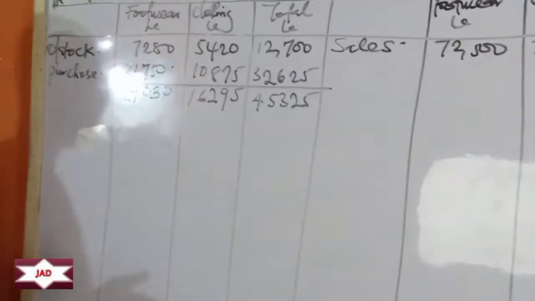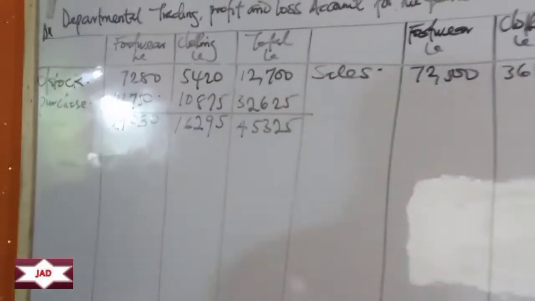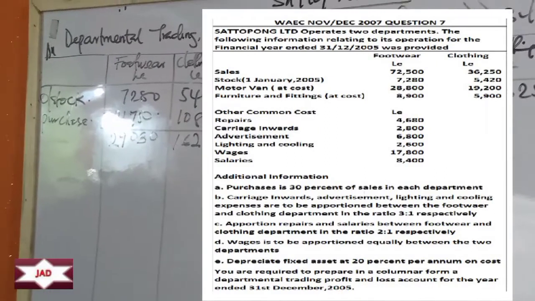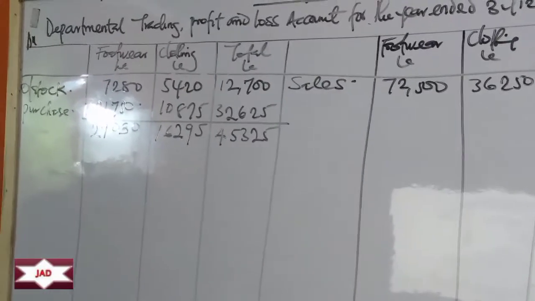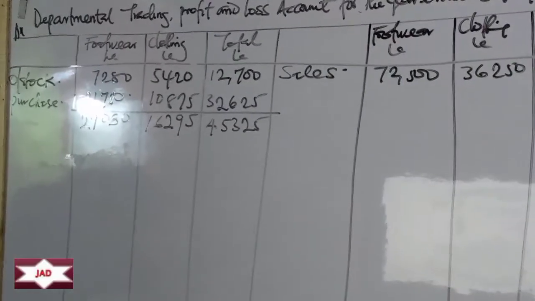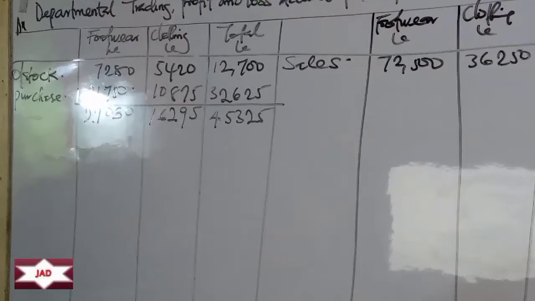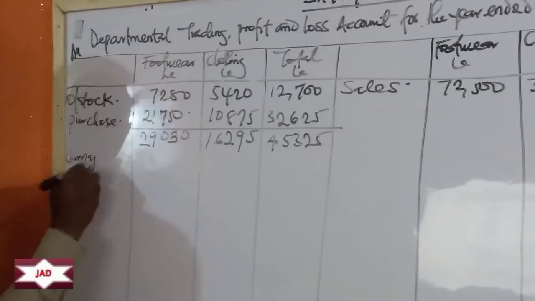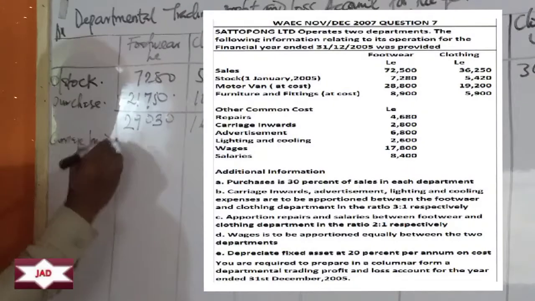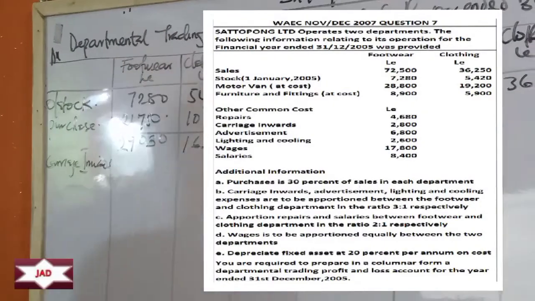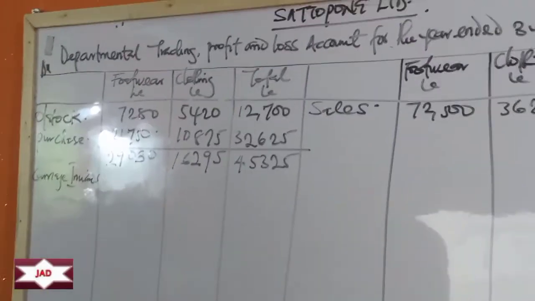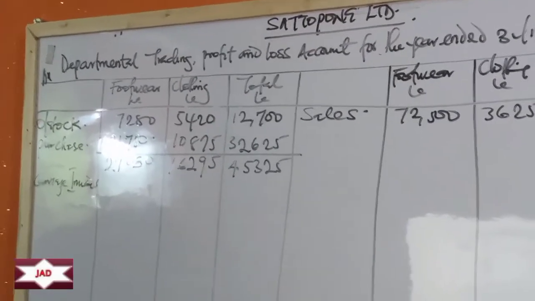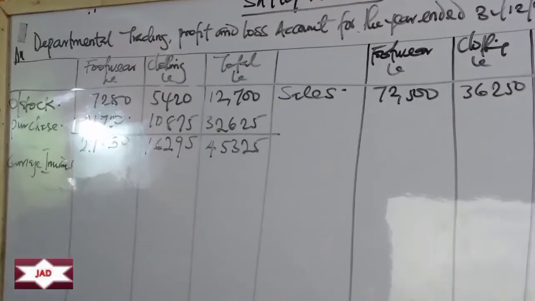Let's be sure that there's no carriage inward and no return outward. Let's check. Is there any return outward in the question? Okay, I can see carriage inward. Carriage inward is the cost of bringing goods to the point of sales, so it's part of purchases. Carriage inwards, according to the question, is 2,800, but it is a common cost. In the financial account, we apportion common cost among the departments. So how do we apportion carriage inwards?